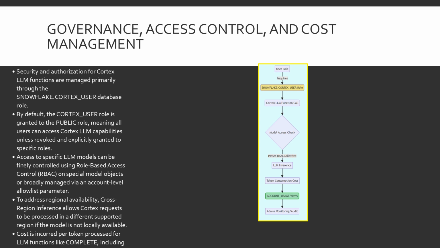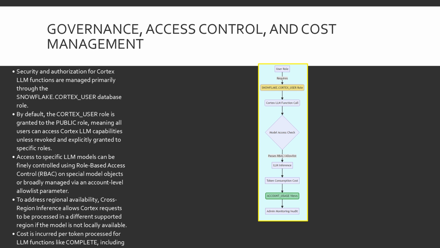It is important to understand the billing model. LLM functions incur charges based on token consumption. This includes both input tokens sent in the prompt and output tokens generated in the completion, ensuring transparent usage tracking. Finally, for auditing and optimization, Snowflake provides dedicated views in the snowflake.account_usage schema. These views, such as Cortex_functions_usage_history, allow you to track the exact token and credit consumption for every LLM function call made across your account.